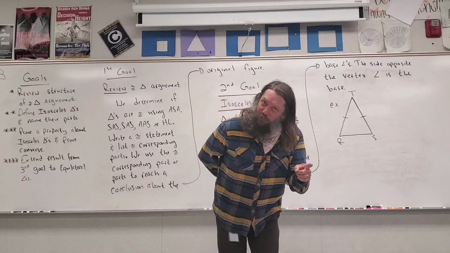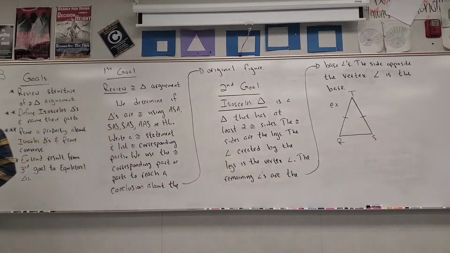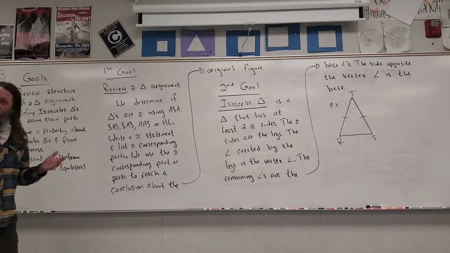But what I am sure of are 4 goals for today. Our first goal is going to be to review the structure of a congruent triangle argument. Our second goal is going to be to define isosceles triangles and name their parts. Our third goal is to prove a property about an isosceles triangle and prove the converse. And our fourth goal is going to be to extend the result from the third goal to equilateral triangles. So let's just go ahead and jump right in.